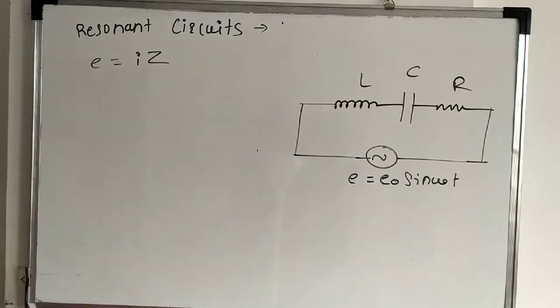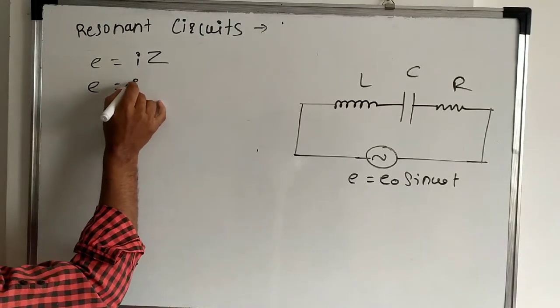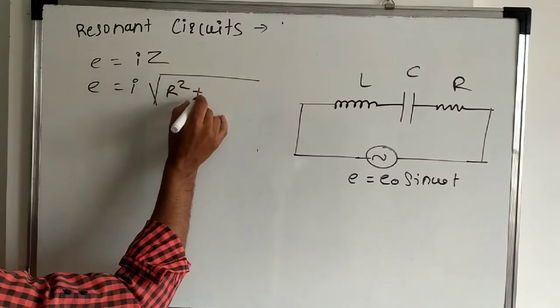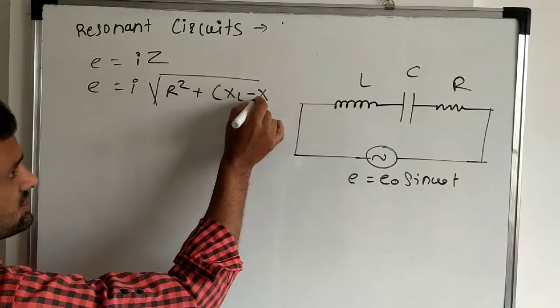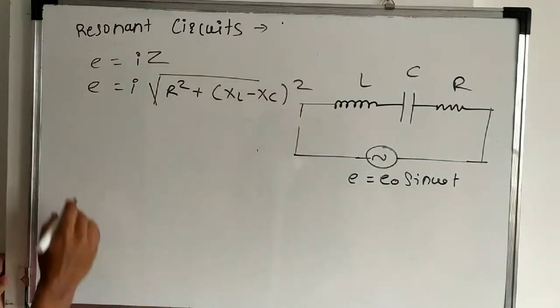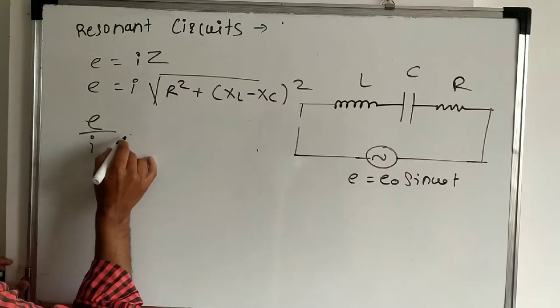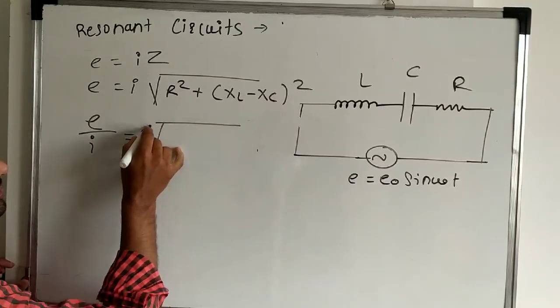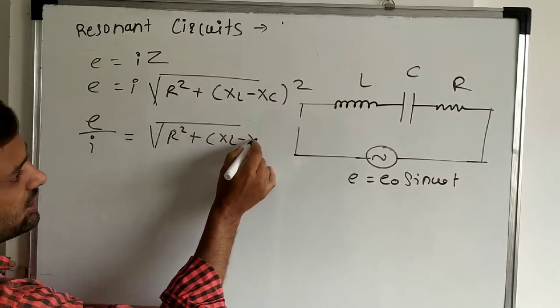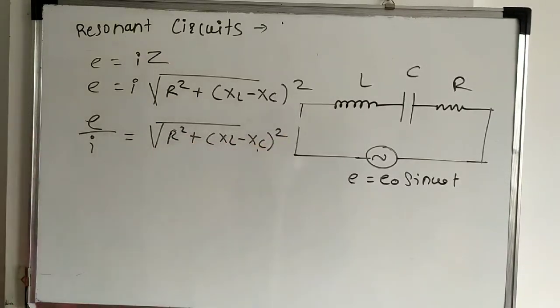What is the value of this impedance in the circuit? The value of impedance is given by E is equal to I times the square root of R square plus the bracket of XL minus XC squared. So we get E upon I is equal to the square root of R square plus the bracket of XL minus XC squared, where Z is nothing but the impedance of the circuit.